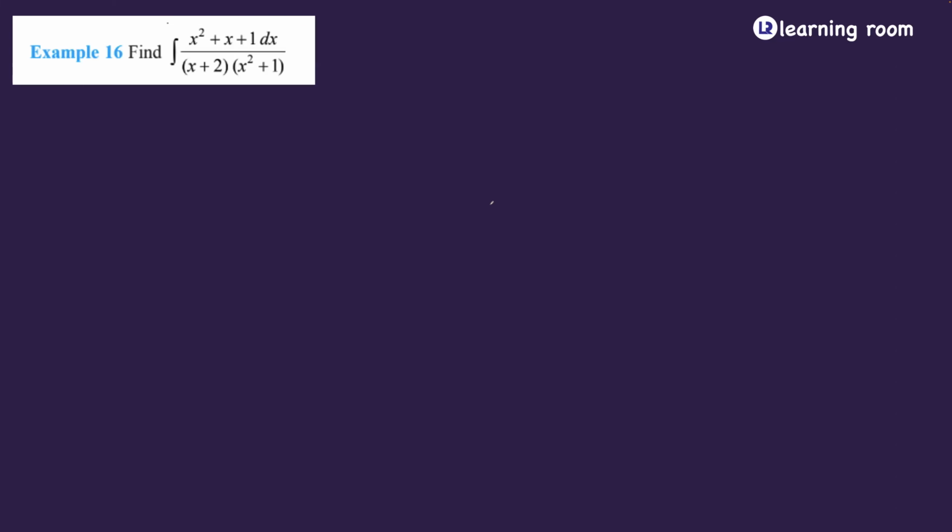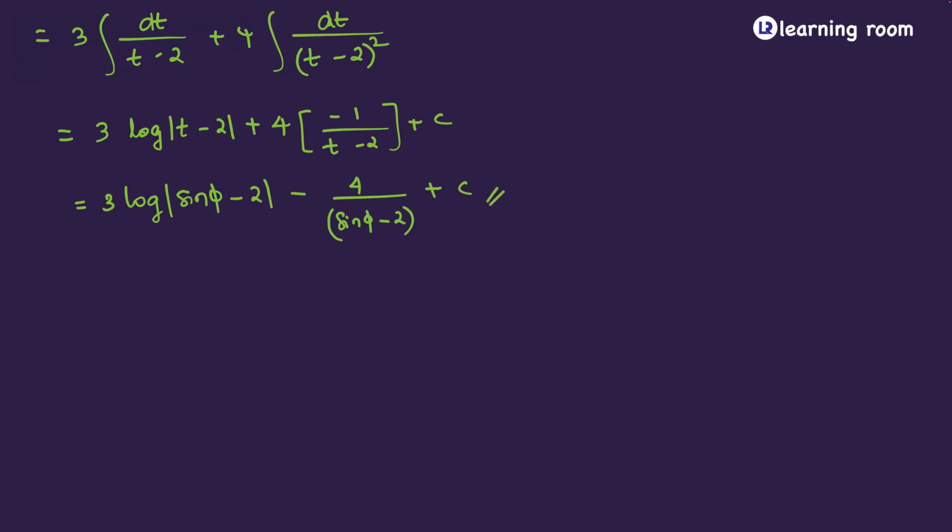x square plus x plus 1 divided by (x plus 2) into (x square plus 1). Done? Right.